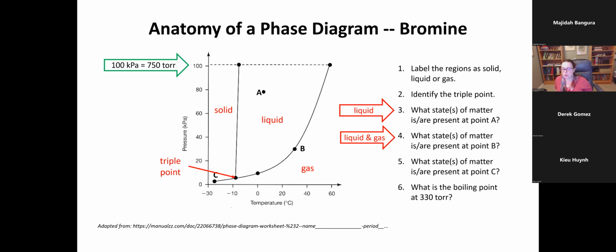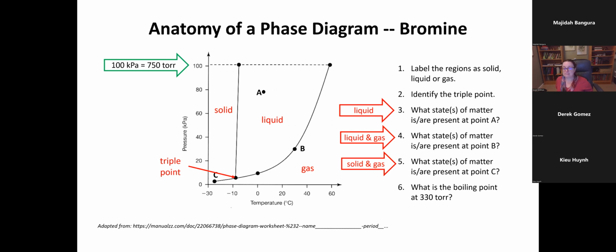It's kind of down there near the origin. What materials are there? It's also on the line. Right. If it's on the line, right, it's on that solid gas line. So both the solid and the gas will be there. All right, now the big money question here. What's the boiling point? The boiling temperature at 330 torr.